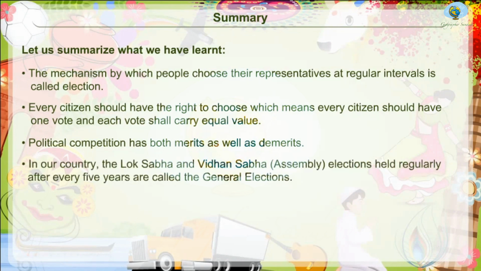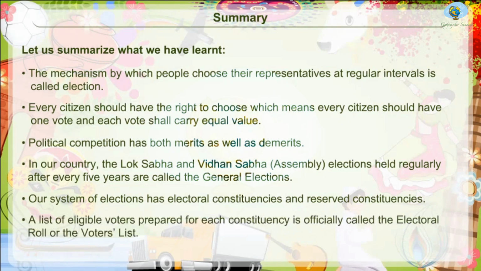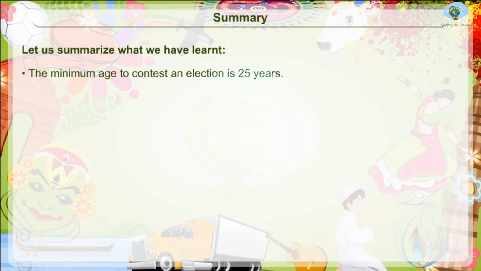In our country, the Lok Sabha and Vidhan Sabha assembly elections held regularly after every 5 years are called the general elections. Our system of elections has electoral constituencies and reserved constituencies. A list of eligible voters prepared for each constituency is officially called the electoral roll or the voters list. The minimum age to contest an election is 25 years.